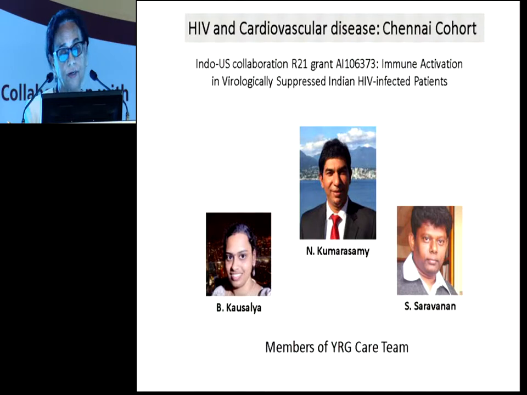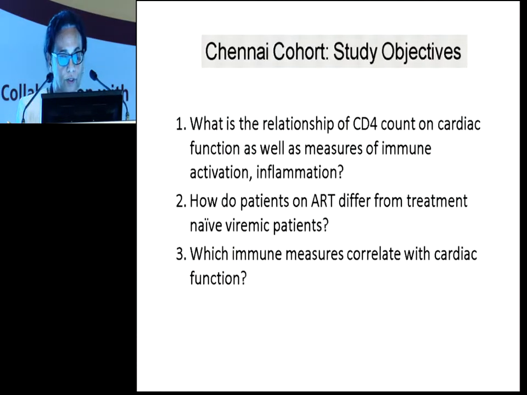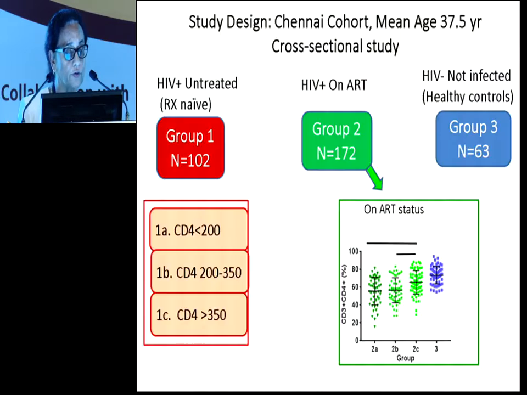And this study was done mainly in Chennai, and it was the brainchild of Dr. Kumar. And the two people who took the lead in this were Kausalya and Dr. Sarvanan, together with other members of the VIRG care team. And so the question here was, what is the relationship of CD4 count on cardiac function, as well as measures of immune activation and inflammation? How do patients on ART differ from treatment-naive viremic patients? And which immune measures correlate with cardiac function, particularly which measures of inflammation?